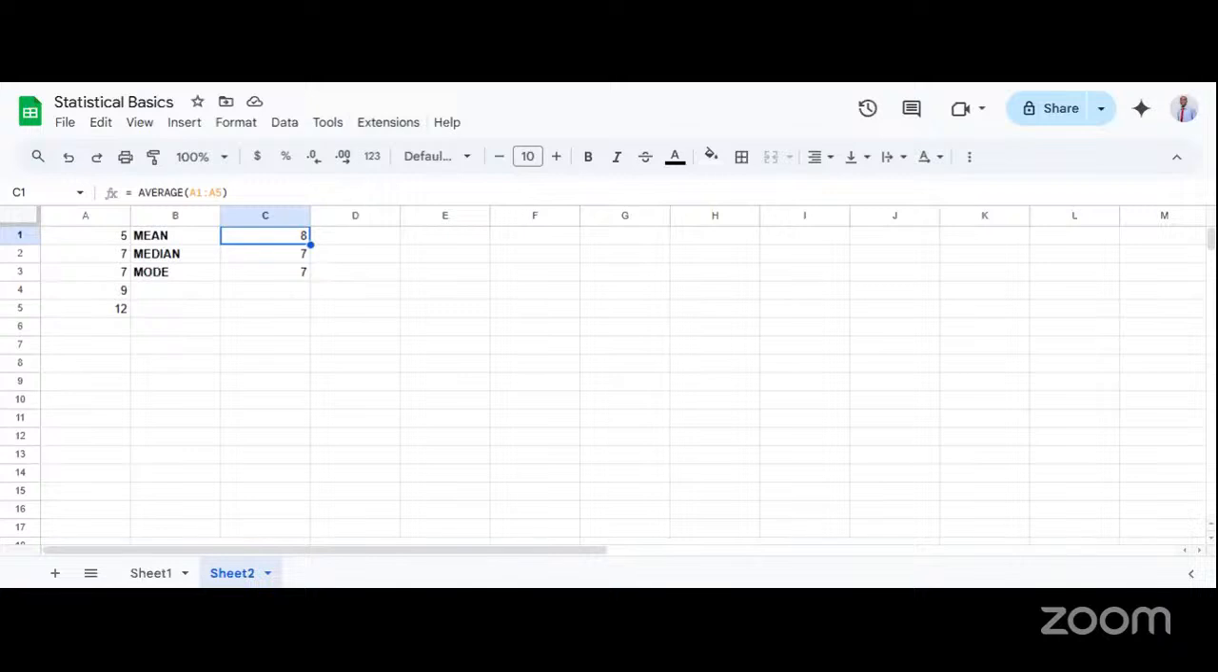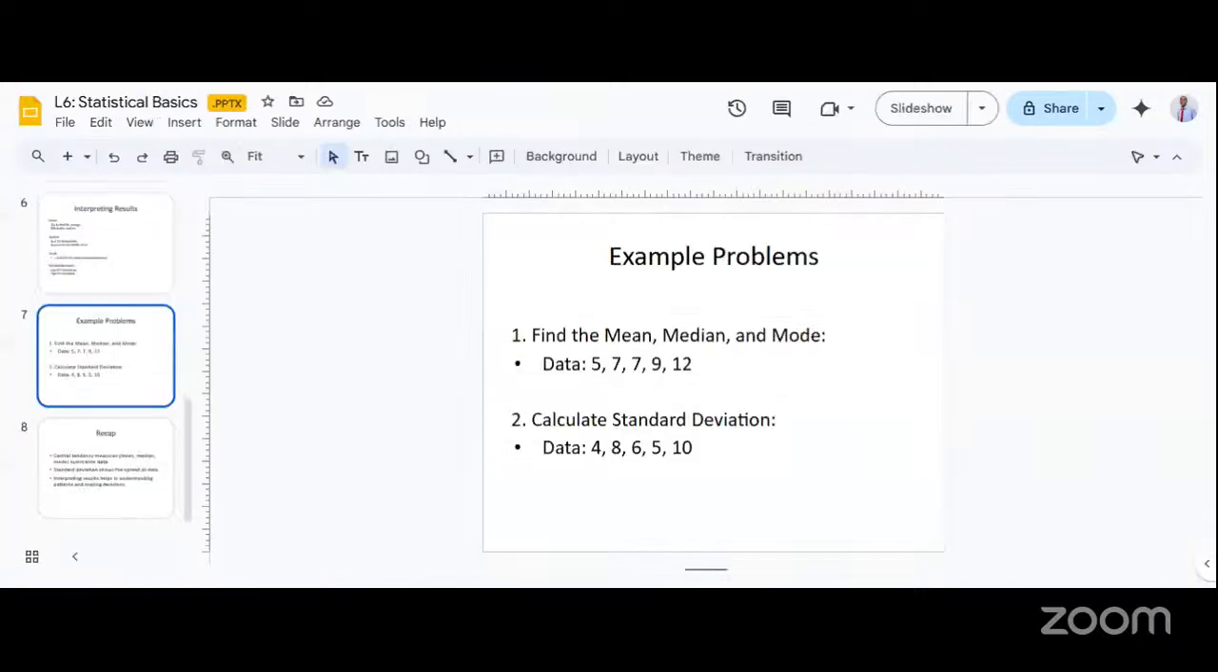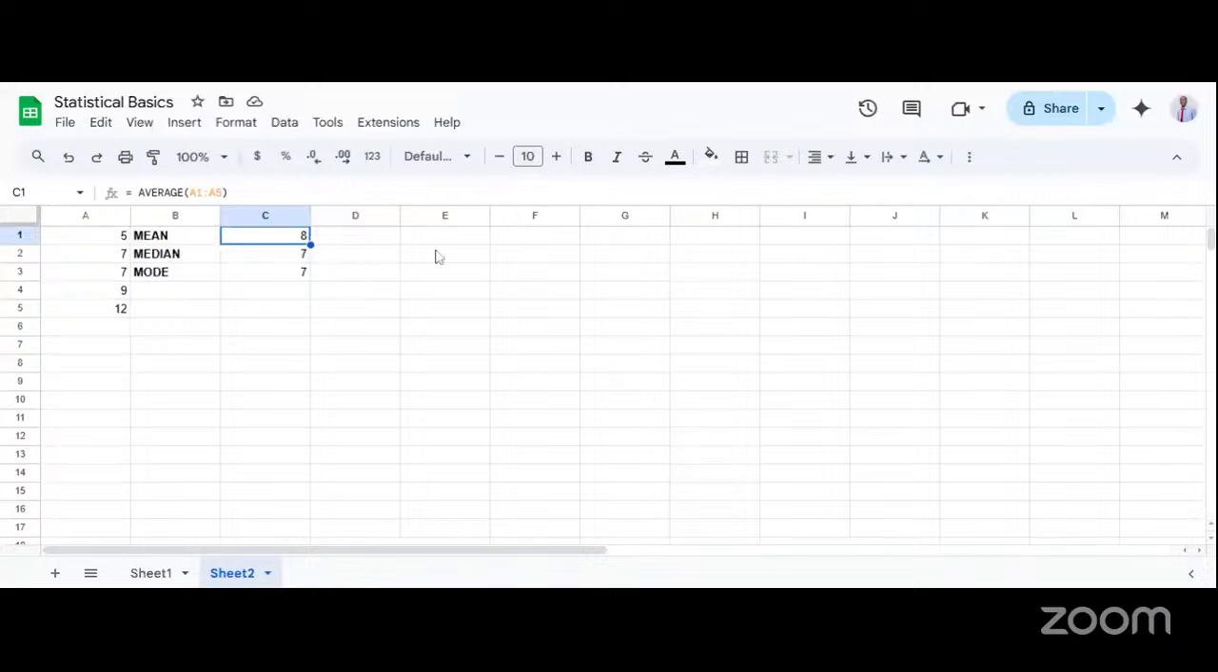So the second example task was asking us to calculate the standard deviation between the values in the data set 4, 8, 6, 5, and 10. So let's do that now. 4, 8, 6, 5, and 10.